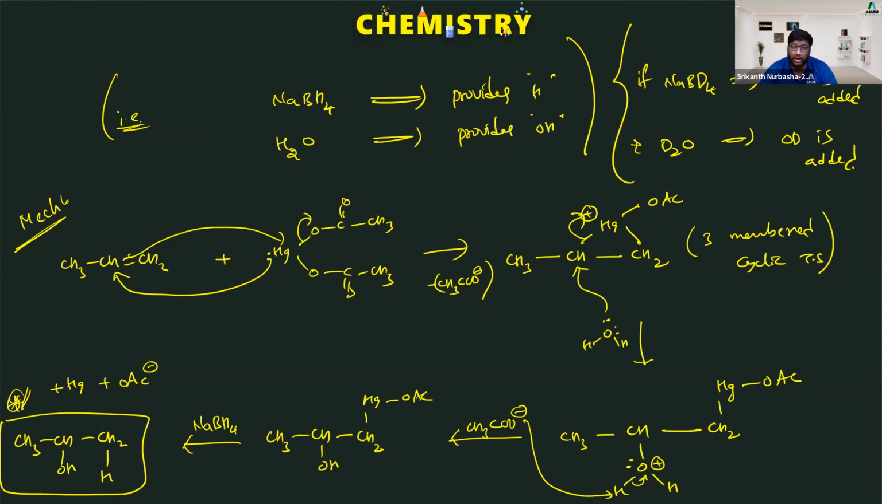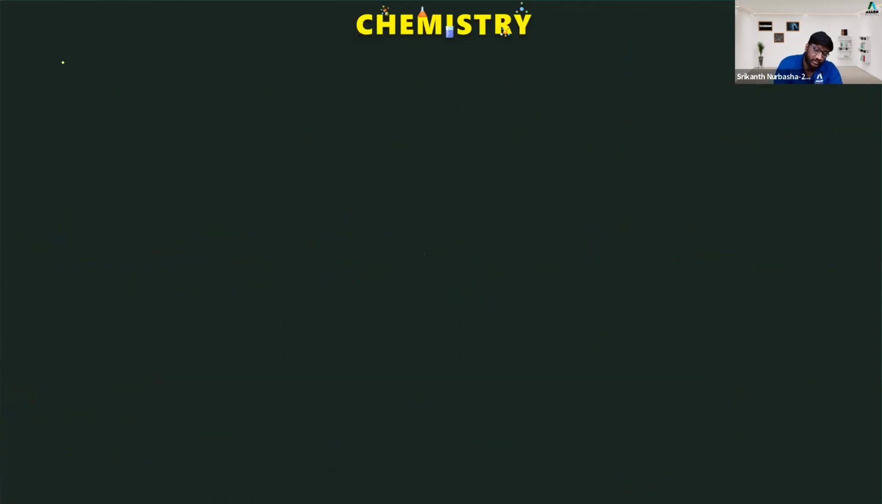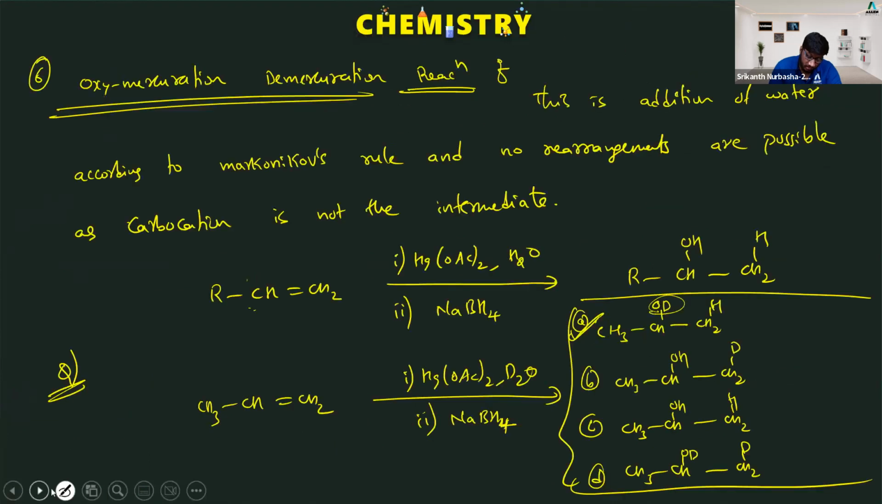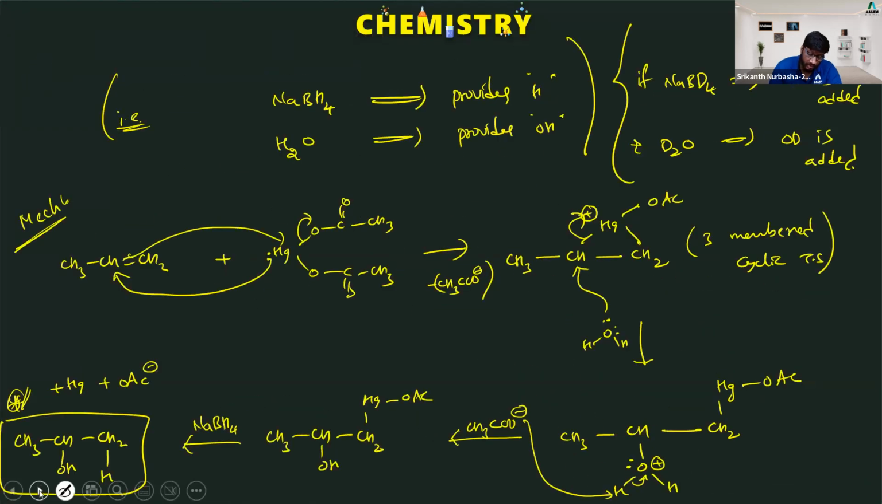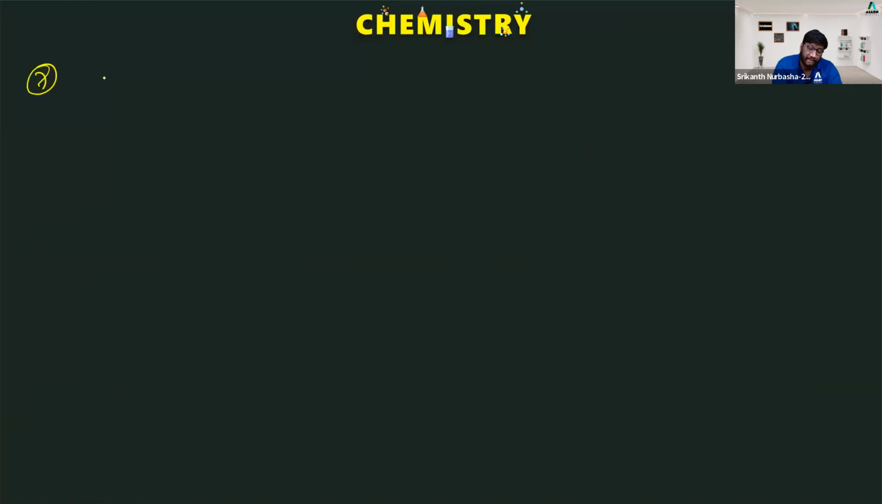And we also have hydroboration oxidation. Hydroboration oxidation is also simply addition of water, addition of water according to the anti-Markovnikov rule. Again, there also there were no rearrangements. So this is the fifth reaction, right? Sixth, seventh, right? Hydroboration oxidation reaction.